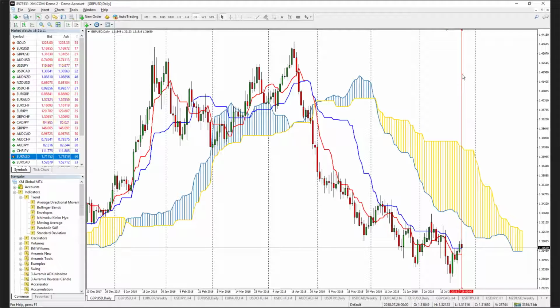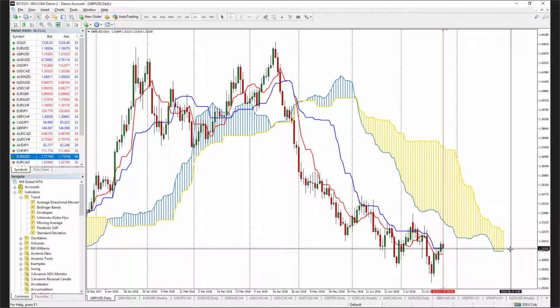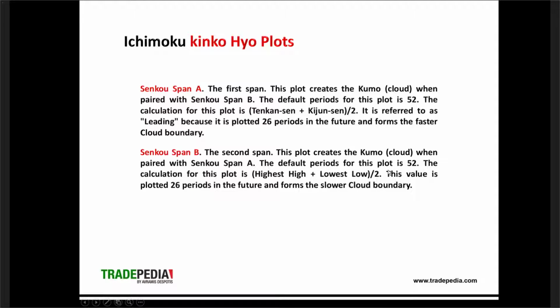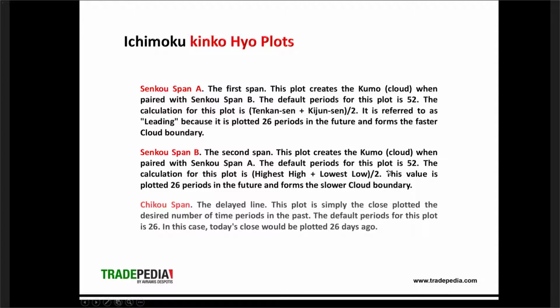Yes, so we have here our last candle, and if I measure forwards, we can see the Kumo is ending 26 periods into the future. So Senkou span A, Senkou span B, plotted 26 periods into the future. And that leaves one more line for us to meet, which is the Chikou span. So what's the Chikou span? It's seen as the delayed line. Now, the plot for this line is simply the closing price plotted as a line graph, plotted 26 periods ago.